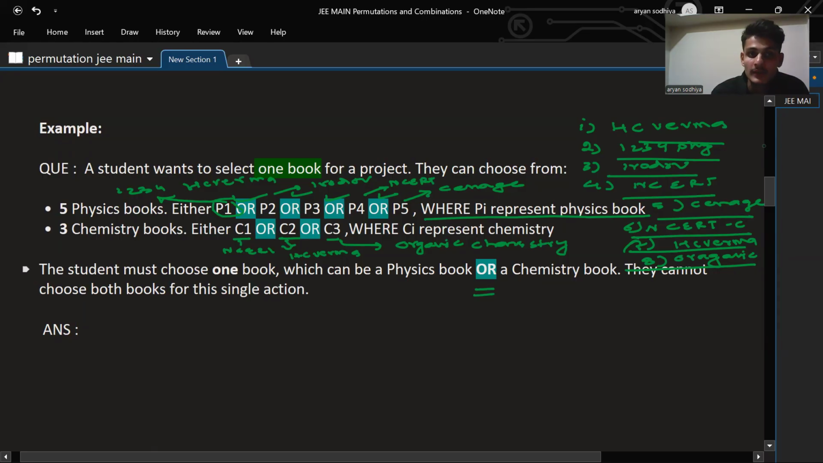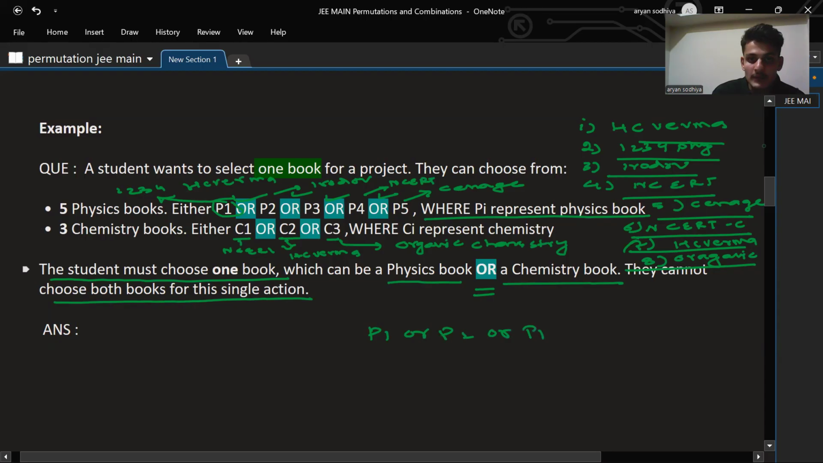okay, here it is written that the student must choose one book, which can be a physics book or a chemistry book. They cannot choose both books for a single action. So the action needs to be completed. And the question is directly asking you for a physics book or a chemistry book. You don't need to choose one physics and one chemistry. You need to choose only one out of all the eight. So here also "or" should come, as in the "or" case everywhere.